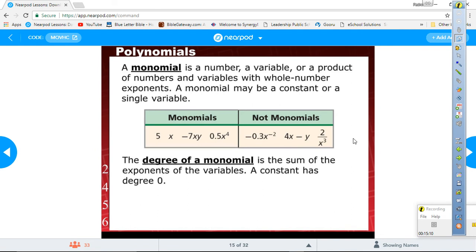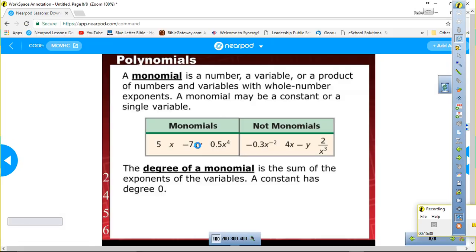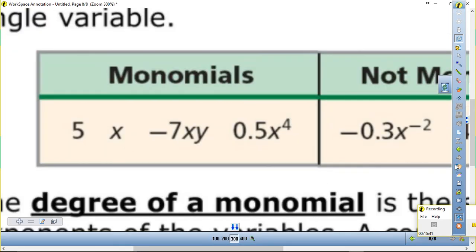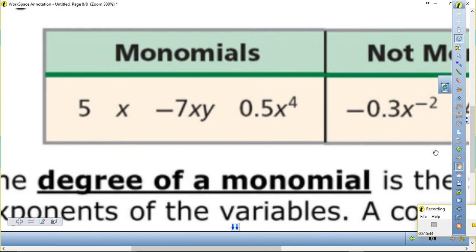Here we go. It says, the degree of a monomial is the sum of the exponents of the variable or variables. Let me repeat that again. The degree of a monomial is the sum of the exponents of the variables. Are we there? Okay, so with that said, let me zoom in. Here are my monomials. The definition says the degree of the monomial is the sum of the exponents of the variable. So here you go. I'm going to look at this one.